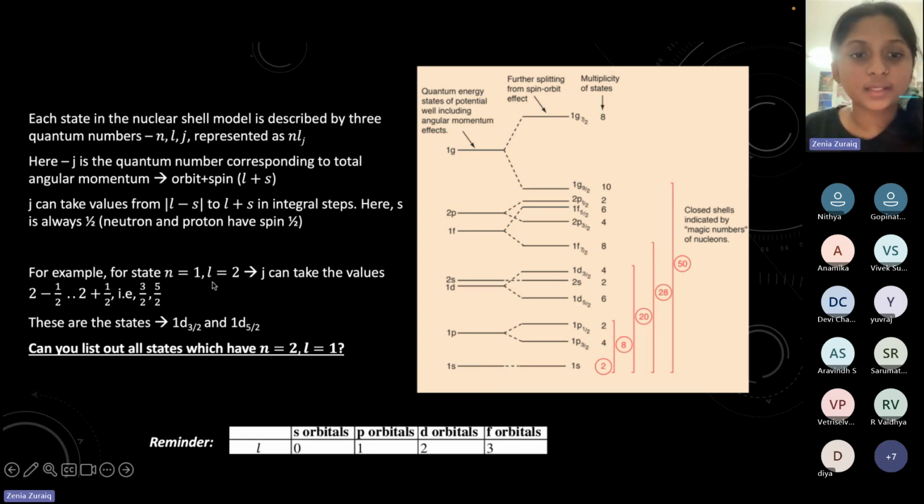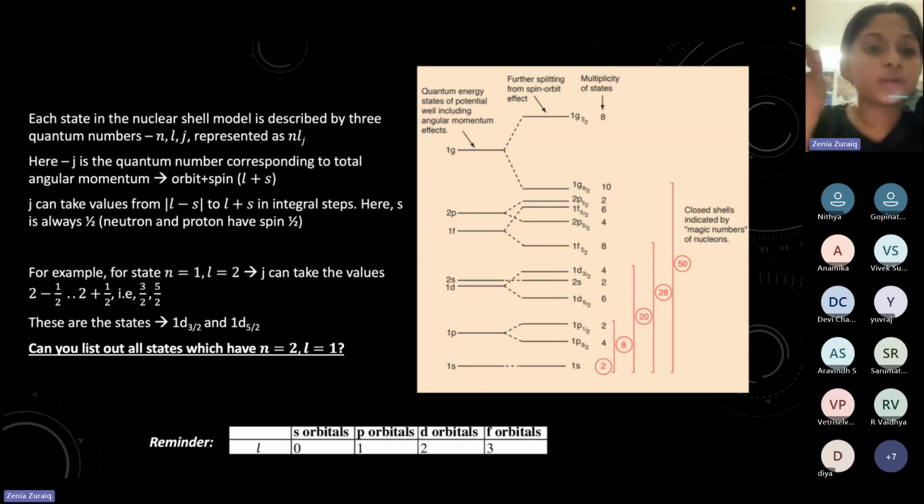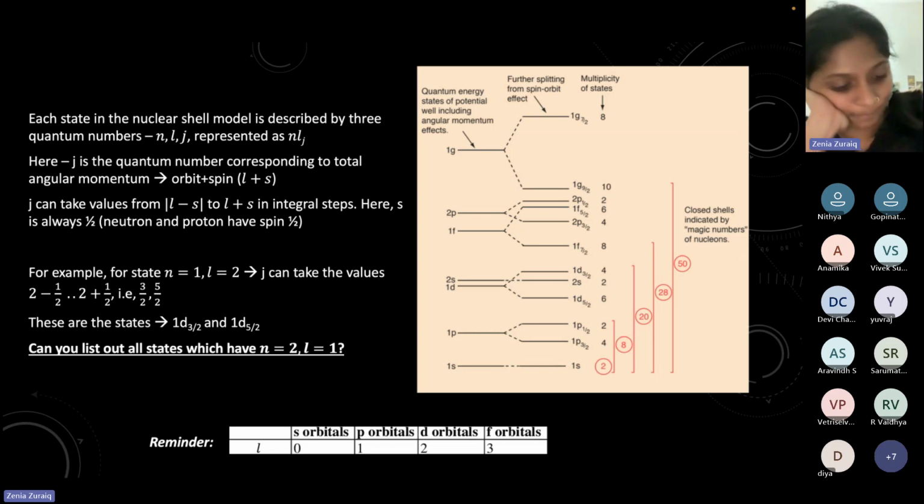For n is equal to 1 and L is equal to 2, I got the answer that these are the two states, right? Like that, for n is equal to 2 and L is equal to 1, I want you to find what are the states. Usually for a given n and L, you will get two states. I can tell you that also, if it makes it simpler.